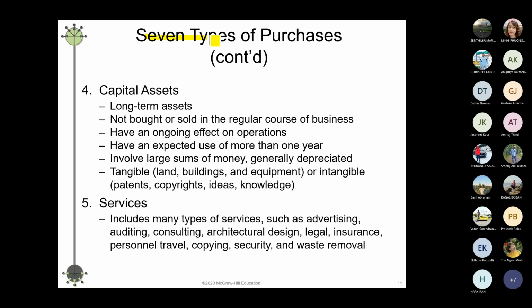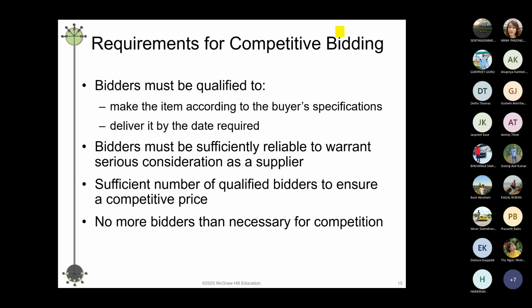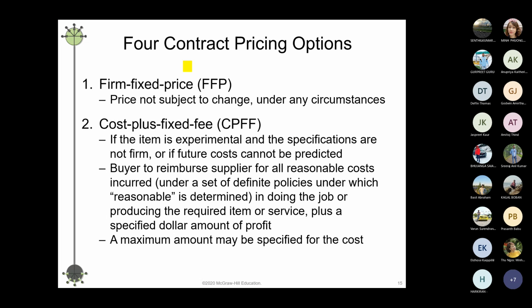And also this slide, this is the continuation of the previous one. So please read these slides very, very carefully. Requirements for competitive bidding. This is also something that we didn't discuss in detail, but at least I may design one question from this slide. Conditions for a successful competitive bidding. This is also something you need to know. 4 methods of pricing options. Definitely, I will ask a few questions from this topic.